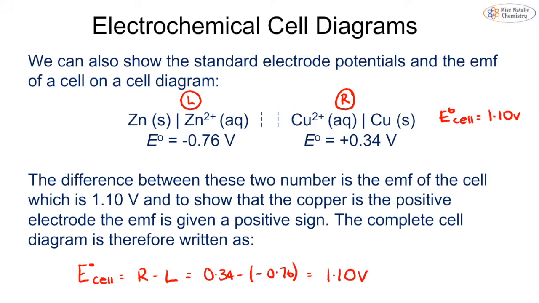So we've got the shorthand notation with the E cell value. These values at the bottom are not always necessary. The most important one is the E0 cell, but you can quote these underneath so that it can help you work out what the EMF of the cell actually is.